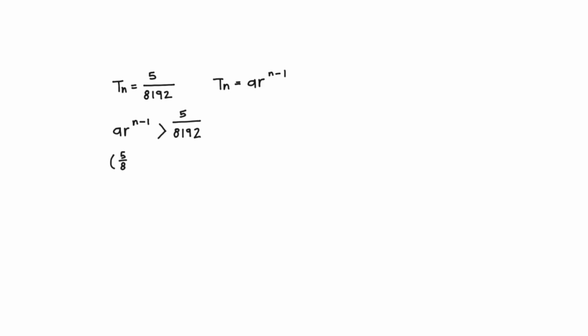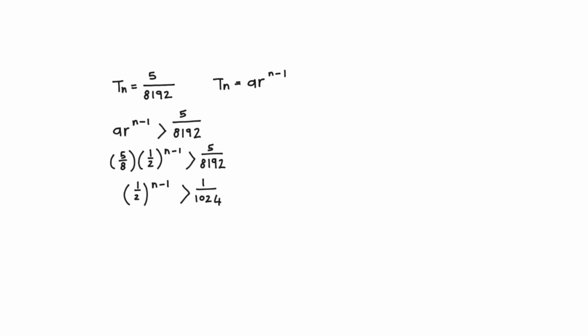Now a is equal to 5 over 8 and r is equal to 1 over 2. So let's substitute these values. So now we have 5 over 8 multiplied by 1 over 2 to the power of n minus 1 is greater than 5 over 8,192. What happens next? Next, we take the 5 over 8 to the other side and we divide it, and then it becomes 1 over 1024.